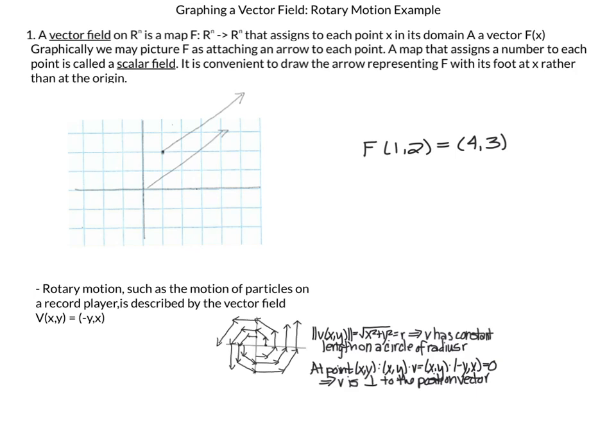In this video, I'm going to do an example of graphing a vector field. I'm going to do the rotary motion example. It's a very common one, and this is our overview slide, so I will give you a quick overview of what a vector field is and how we approach graphing it, and then I'll go through our particular example.